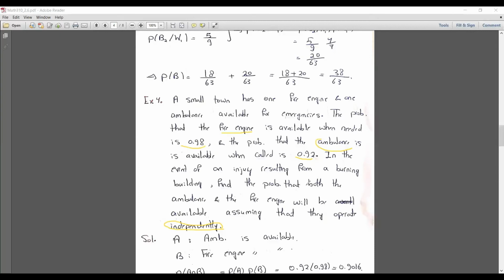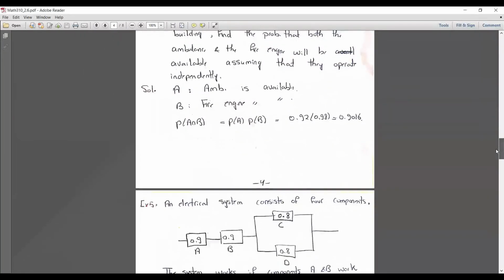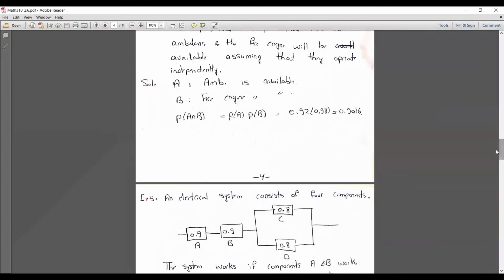So what do we need to find here? Both. When we say both, it means what? It means the intersection. So guys, we're going to give each one a name. A, the event that the ambulance is available. B, the fire engine is available. So P of A inter B is P of A times P of B, and we substitute.